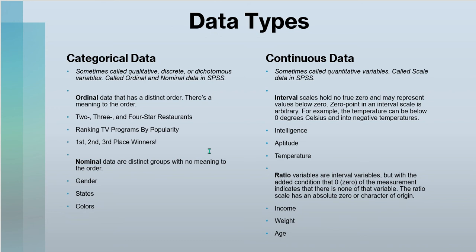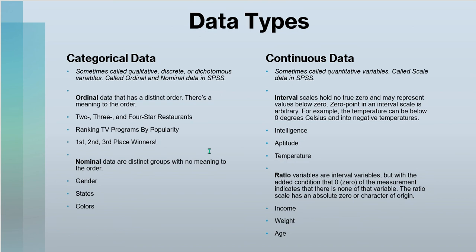Continuous data, on the other hand, is quantitative data. And typically, it's interval data and ratio data. SPSS sort of lumps the two together, interval and ratio data, and refers to it as scale data. Interval data is a scale that has no true zero. Like an intelligence score, aptitude, temperature, you can't have zero temperature or zero intelligence. For example, temperature can be below 0 degrees Celsius and into negative temperatures when it comes to zeros.